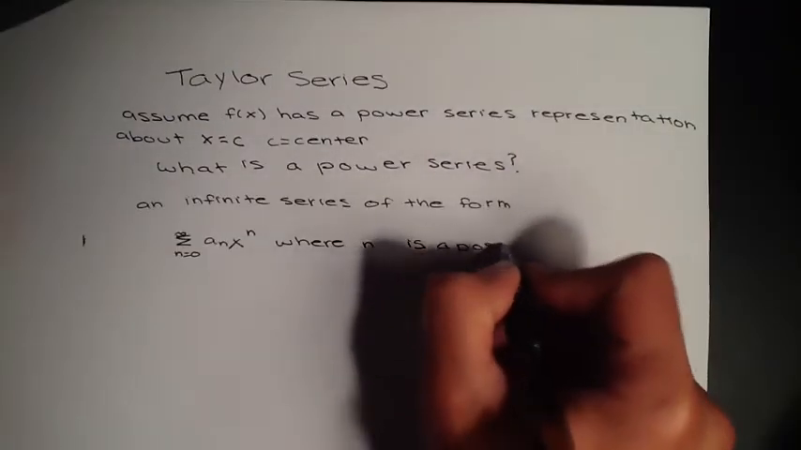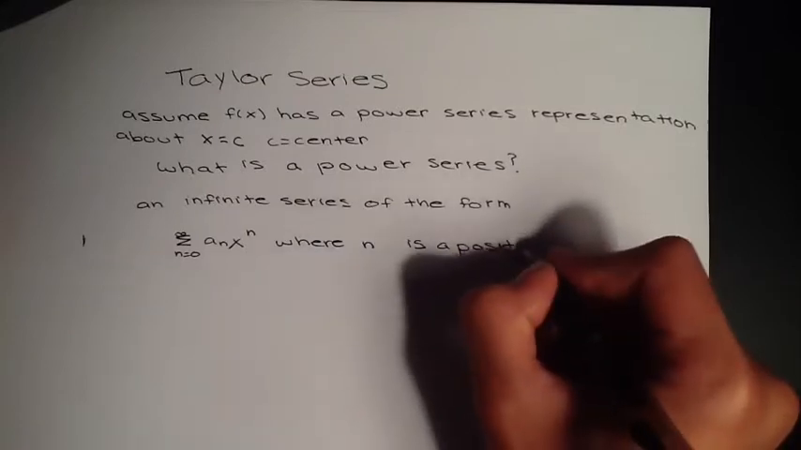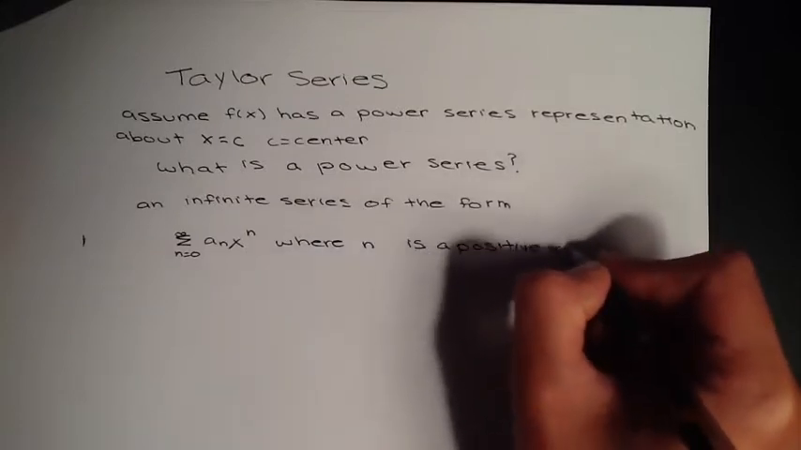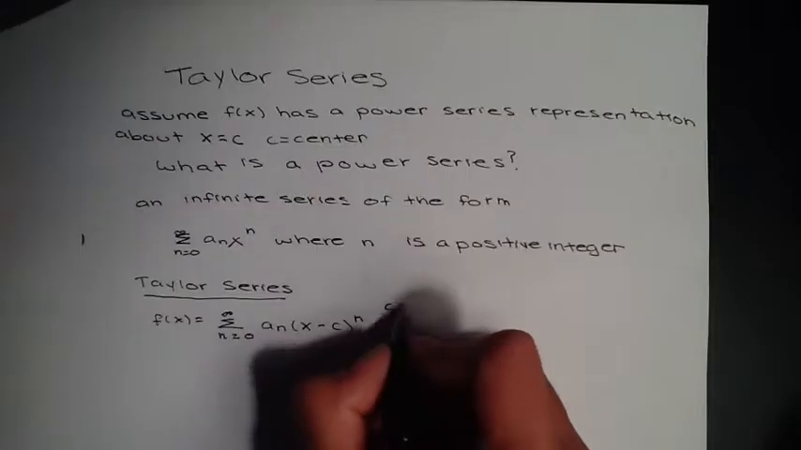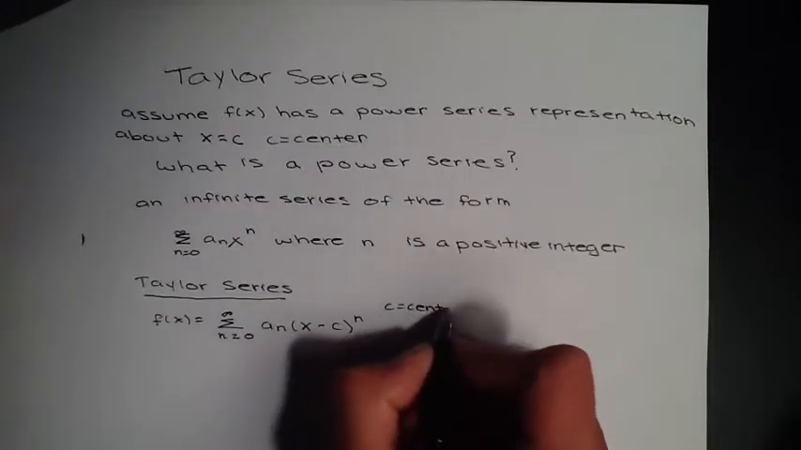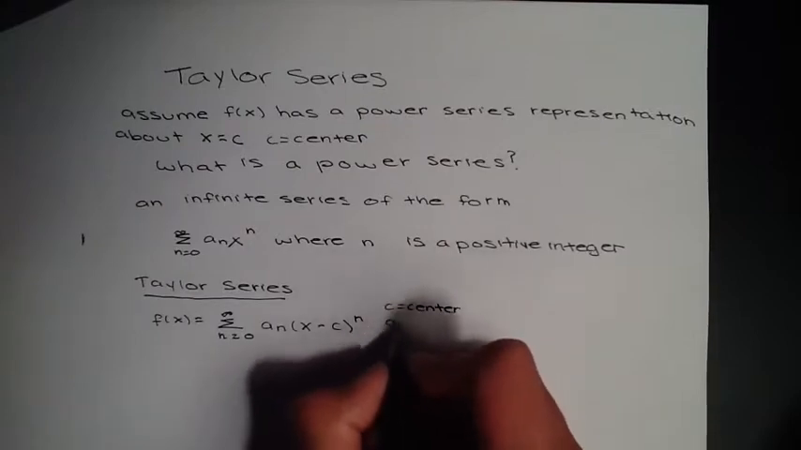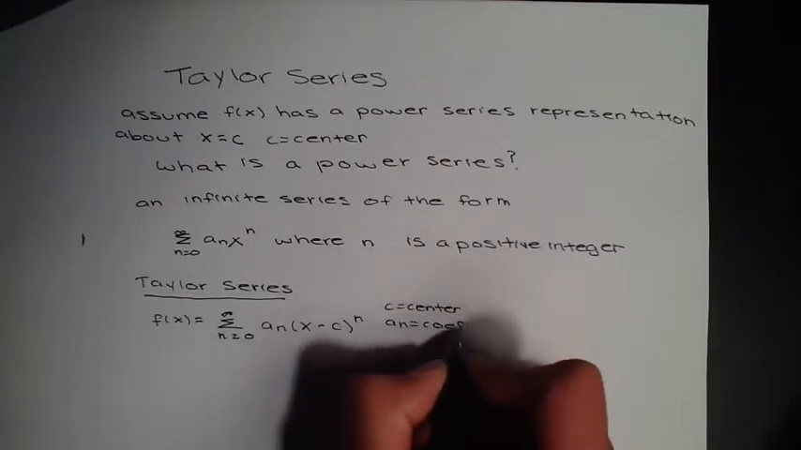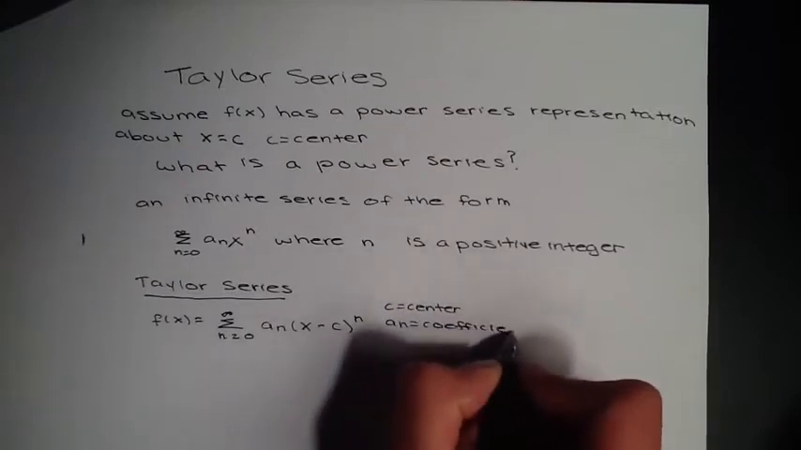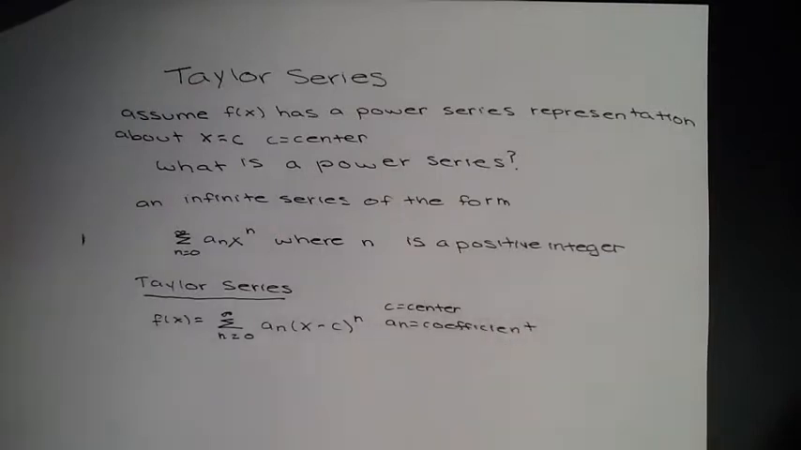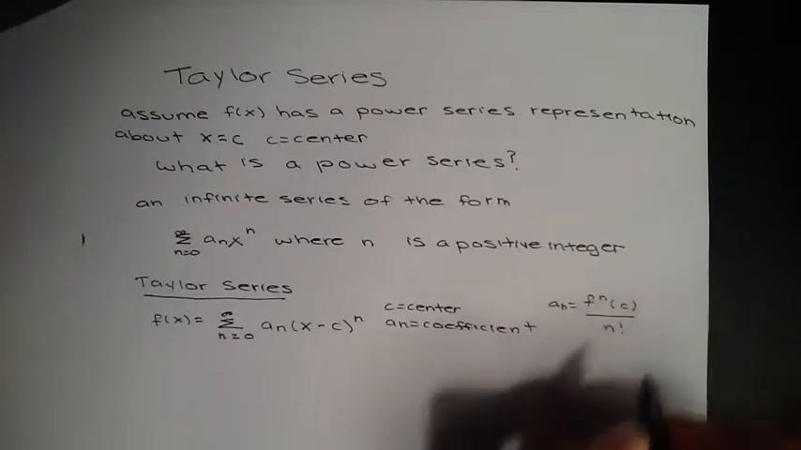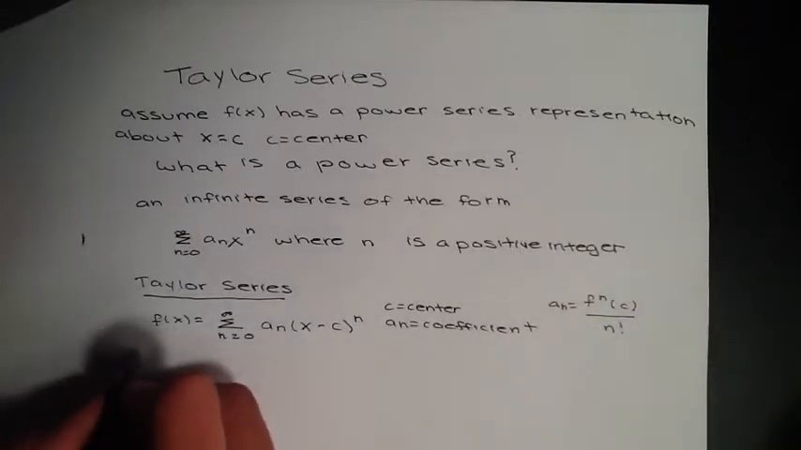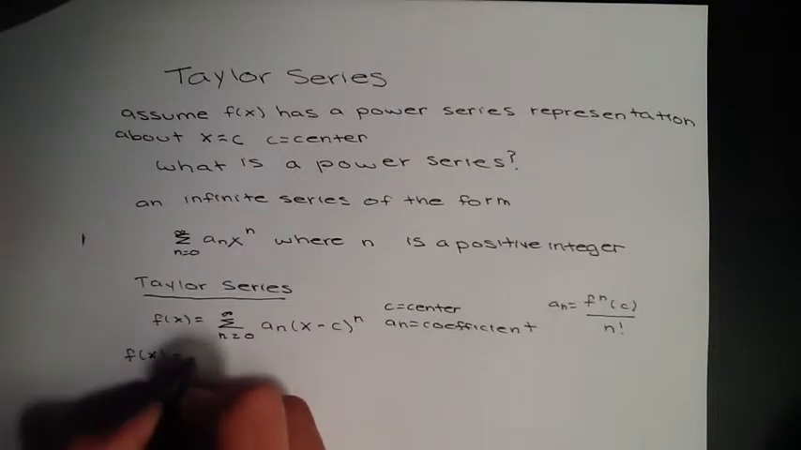A power series is an infinite series of the form the summation from n equals 0 to infinity of a sub n times x to the n, where n is a positive integer. Taylor series are represented by f of x equals the summation from n equals 0 to infinity of a sub n times x minus c, the center, raised to the n power. So c equals the center and a sub n equals the coefficient. A sub n equals the nth derivative evaluated at the center over n factorial.